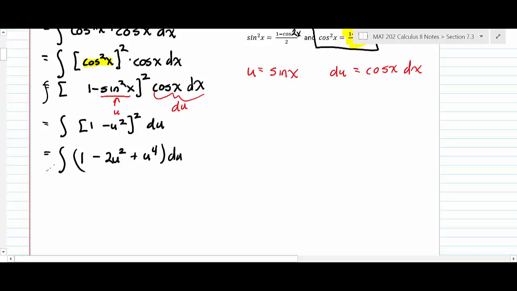Okay? All right, now we integrate. Okay, so what's the integral of 1? U. Then we have 2u to the third over 3. Then we have u to the fifth over 5 plus c like that.